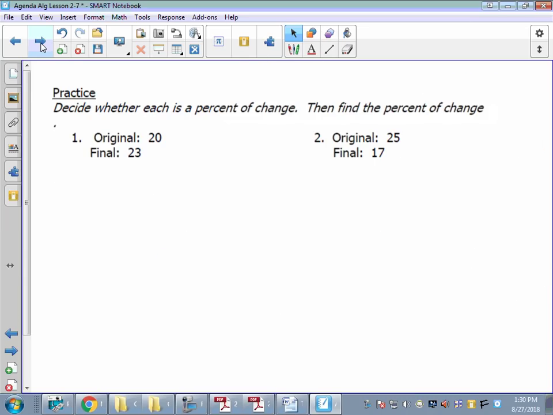Okay, so let's do a couple practice problems. The first one, decide whether each is a percent of change, and then find that percent of change. So in this first one, you've got an original of 20, and you could use money or pieces of candy, and then finally it's 23. So what happened from 20 to 23? Well, your original is 20. It went to 23, so that's an increase. So we know right away we're dealing with an increase.